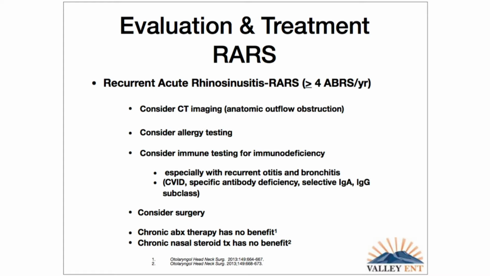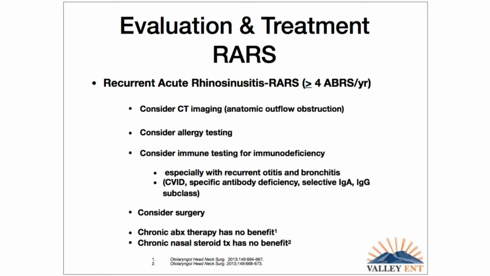you would want to get a CT if it's a patient with recurrent acute, because you want to see, are they getting recurrent acute because of some compromised anatomy? Do they have a narrow area that just can't drain well? Do you want to get allergy testing? It could be recurring allergy exacerbations causing the edema of the ostia. Consider immune testing for immunodeficiency. So in these patients with recurrent acute rhinosinusitis, and we do see these in our clinic, you'll see patients with common variable immunodeficiency, selective antibody deficiencies, IgA, which is the antibody at work on the mucosa.